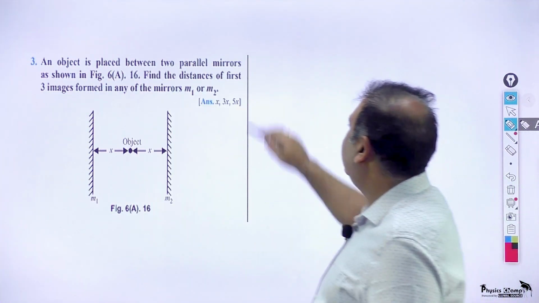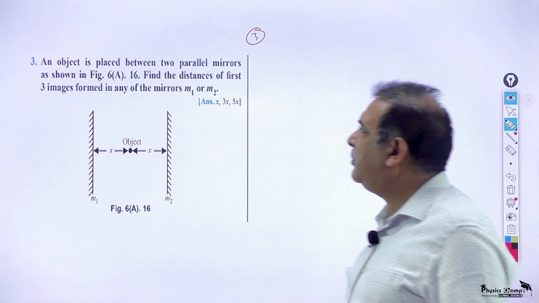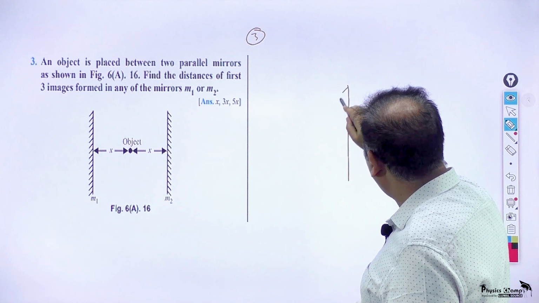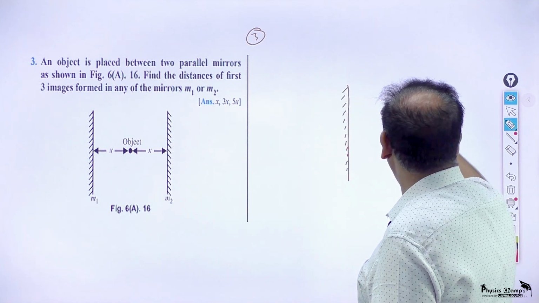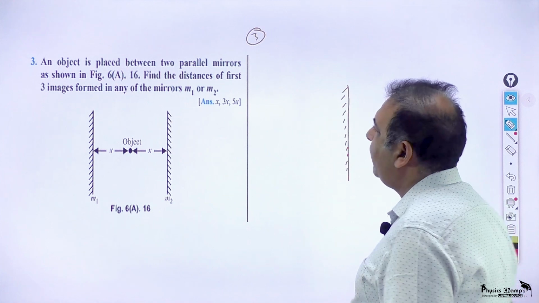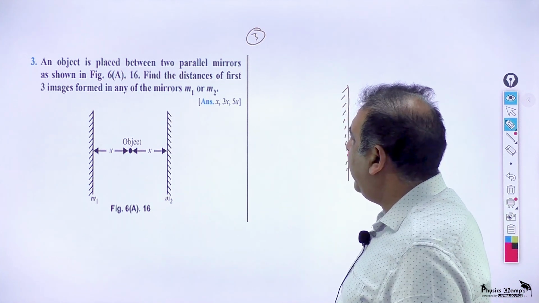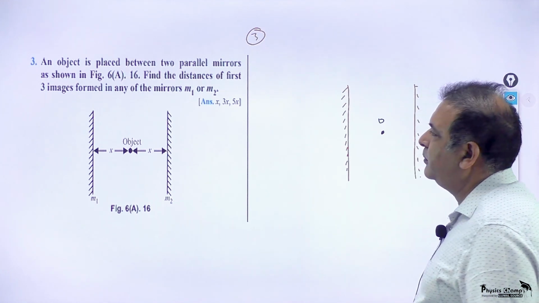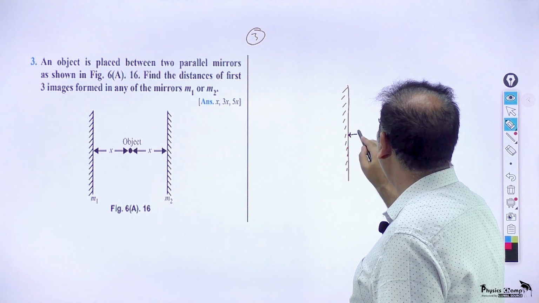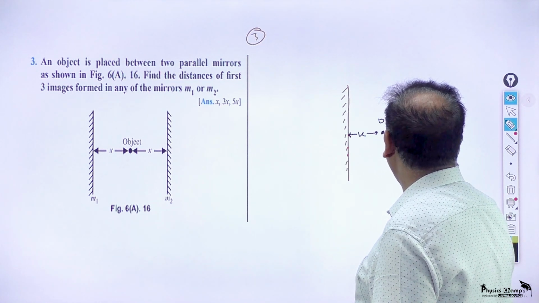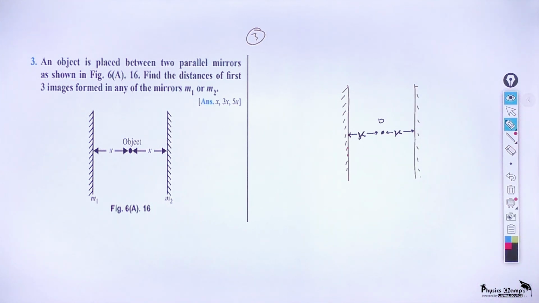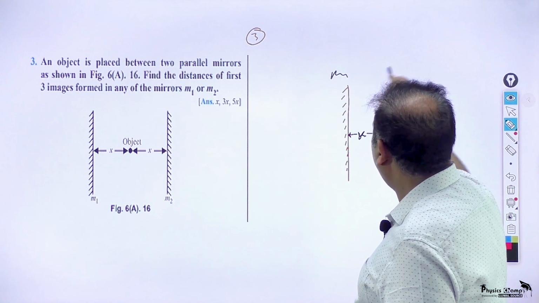This is also something which you have already done. An object is placed between two plane mirrors. So you have got here two plane mirrors, parallel mirrors, and an object is kept between them at a distance, say x from here and x from here. Find the distance of first 3 images formed in any of the mirror M1 and M2.